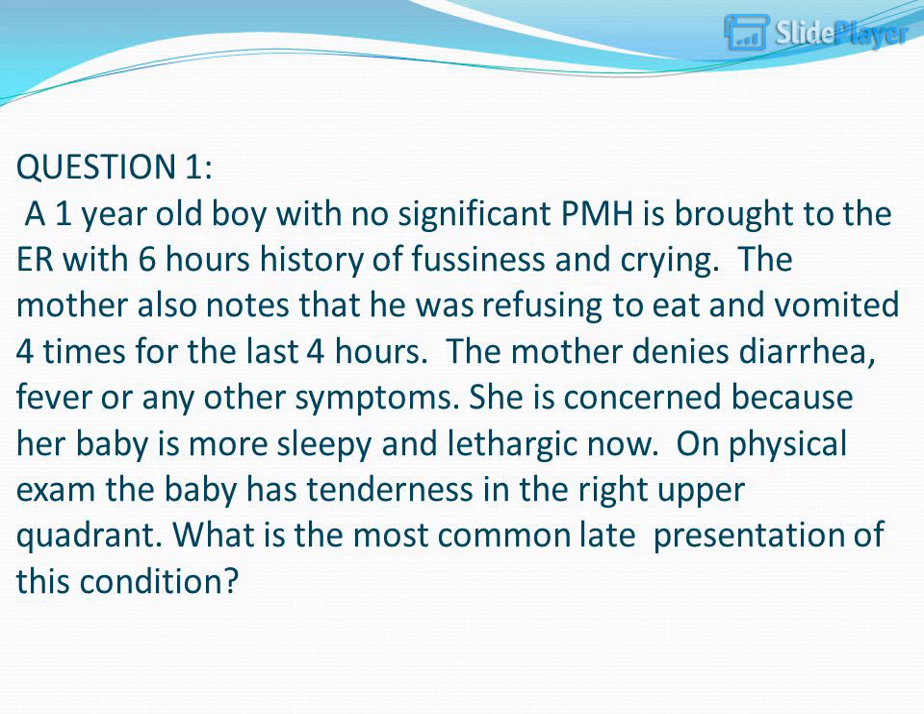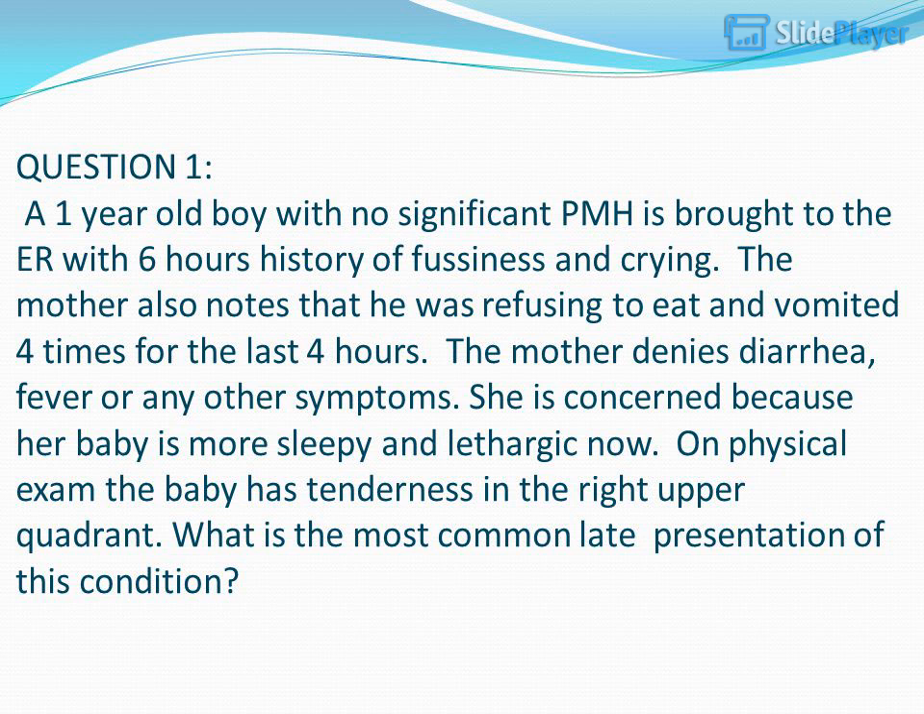A 1-year-old boy with no significant PMH is brought to the ER with a 6 hour history of fussiness and crying. The mother also notes that he was refusing to eat and vomited 4 times in the last 4 hours. The mother denies diarrhea, fever, or any other symptoms. She is concerned because her baby is more sleepy and lethargic now. On physical exam, the baby has tenderness in the right upper quadrant.